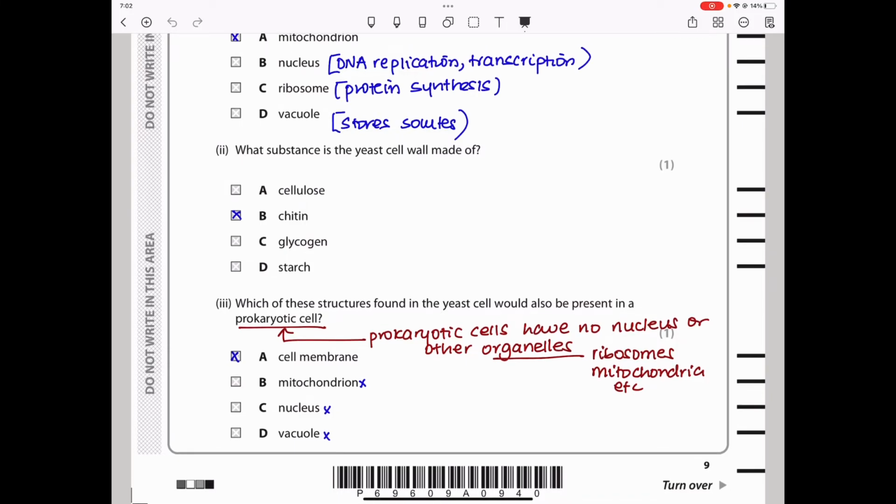So the next part says, which of these structures found in the yeast cell would also be present in a prokaryotic cell? This is going to be a cell membrane because prokaryotic cells have no nucleus, as you can see I wrote here. Other organelles, however, they have a cell membrane. So I went with part A. Let's continue.